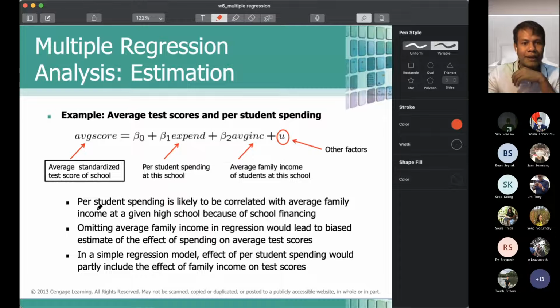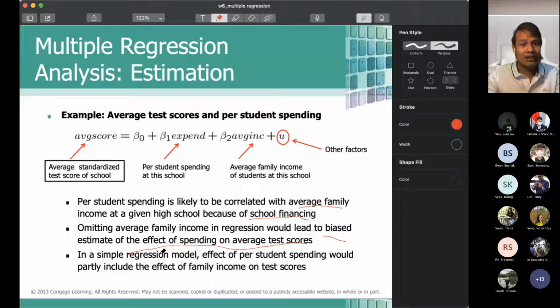Why? Here, per student spending is likely to be correlated with average family income at a given high school because of school financing. So omitting average family income would lead to a biased estimate of the effect of spending on average test score. Why? Because the ability to spend depends on your family income. Normally, students from rich households tend to spend more than students that come from poor households, right?